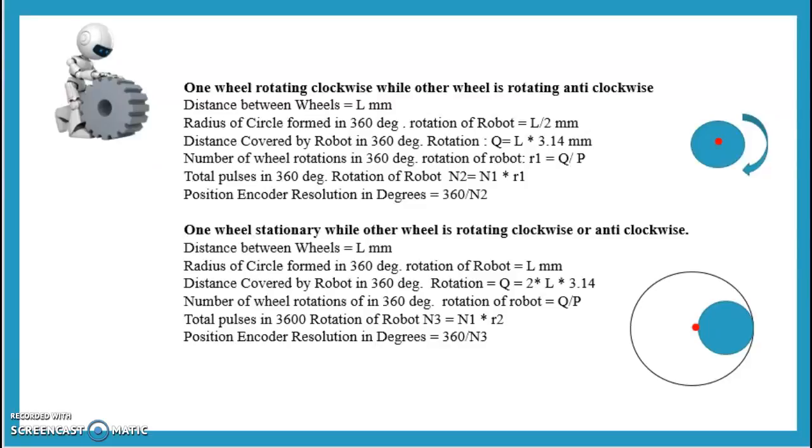If we take a third case, in which one wheel is rotating in a clockwise or anti-clockwise direction and the other wheel is stationary, and the distance between the two wheels is L, then the radius of the circle formed in 360-degree rotation of the robot is equal to L. In this case the center of rotation lies on one of the wheels, so the radius is equal to L and the distance covered is equal to 2 into L into pi, and the rest of the calculation is the same as the second case.